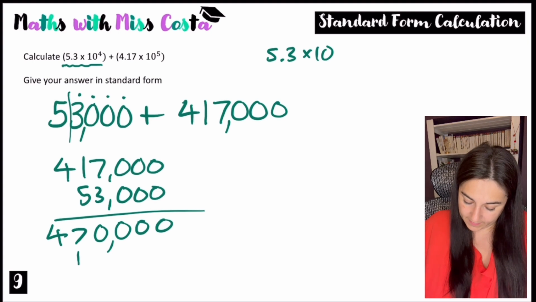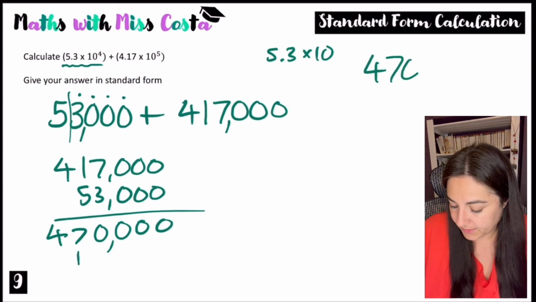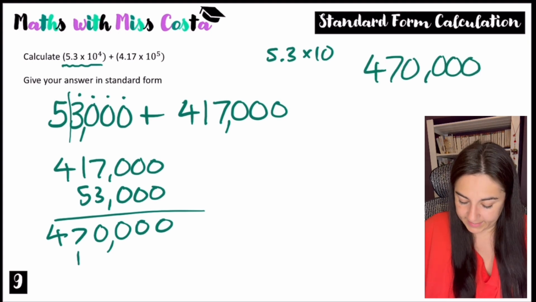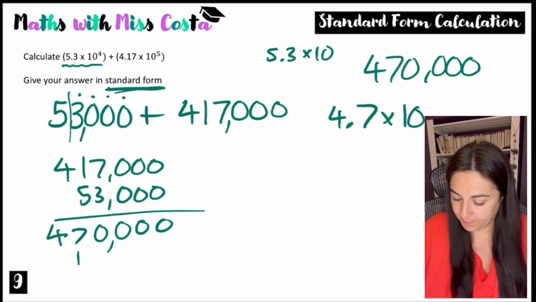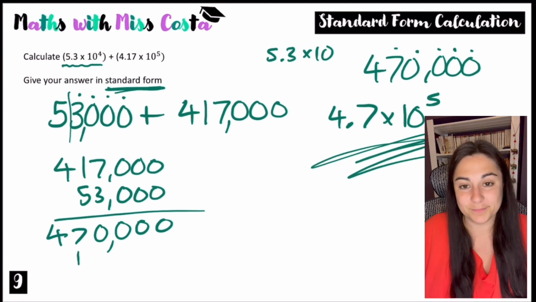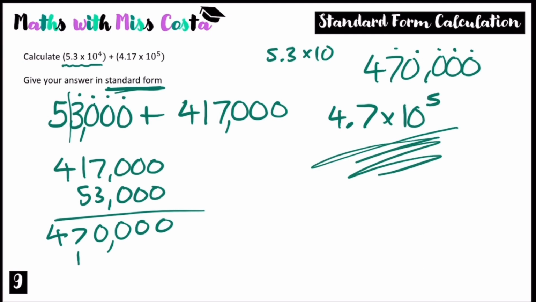So altogether, that's 470,000. And you need to write your answer in standard form. So turn that into 4.7 times by 10 to the power of 1, 2, 3, 4, 5. And there you have it.